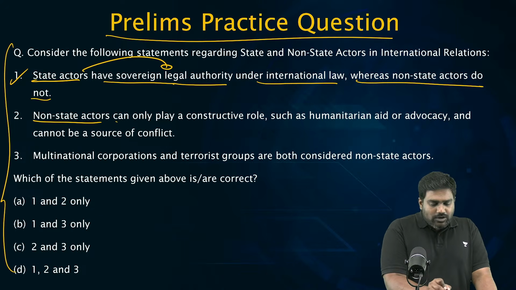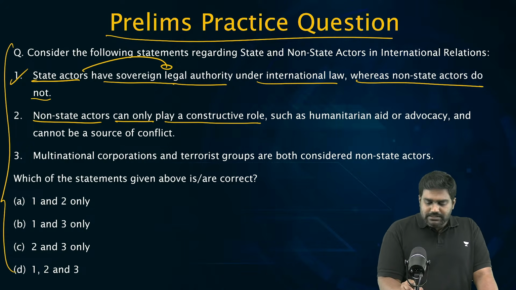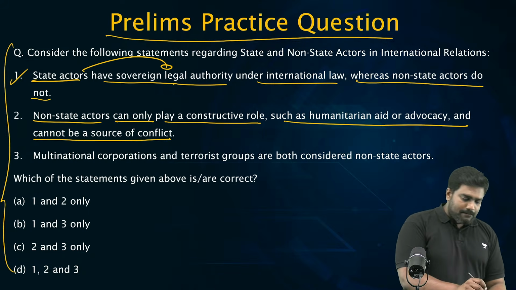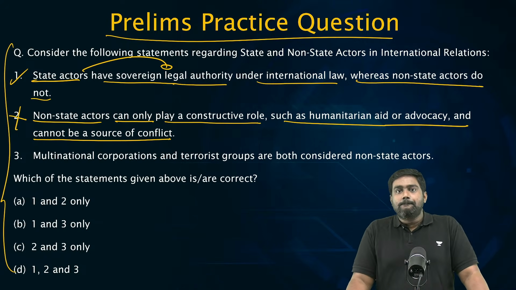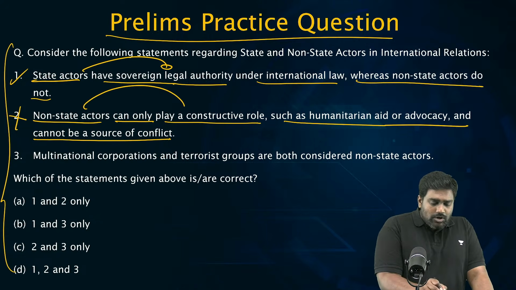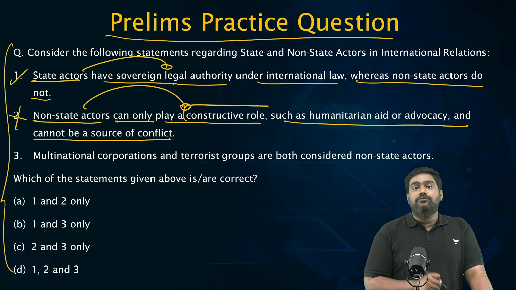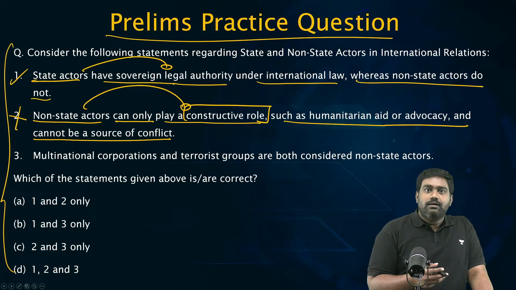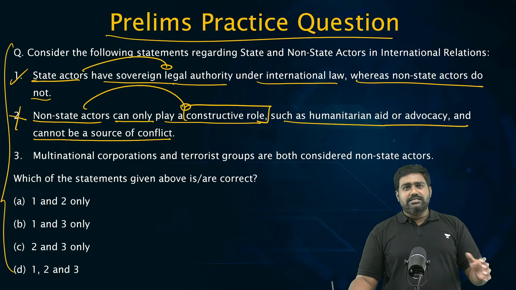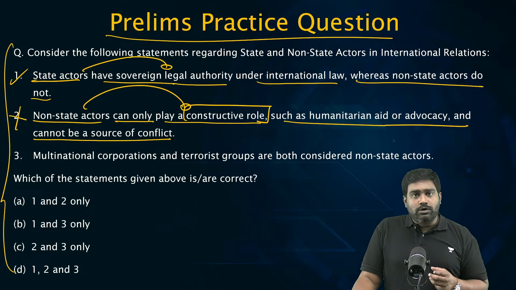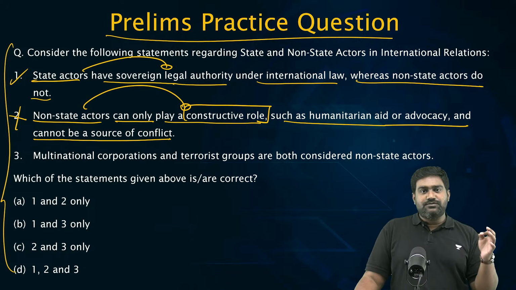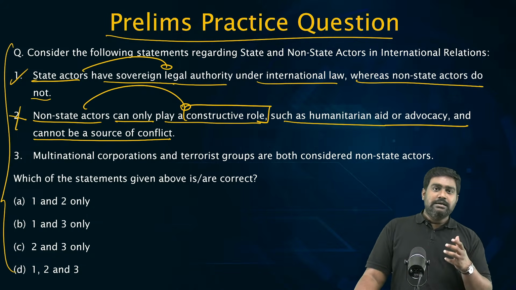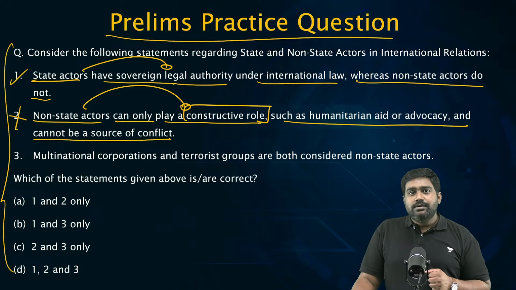Non state actors can only play a constructive role, such as humanitarian aid, advocacy, and cannot be a source of conflict. Completely wrong statement. Because some non state actors might play a constructive role, correct? They might be promoting humanitarian work. For example, there is an organization, an NGO called Doctors Without Borders, Medecins Sans Frontieres. They actually provide humanitarian relief work in war zones, in disaster affected areas, right?